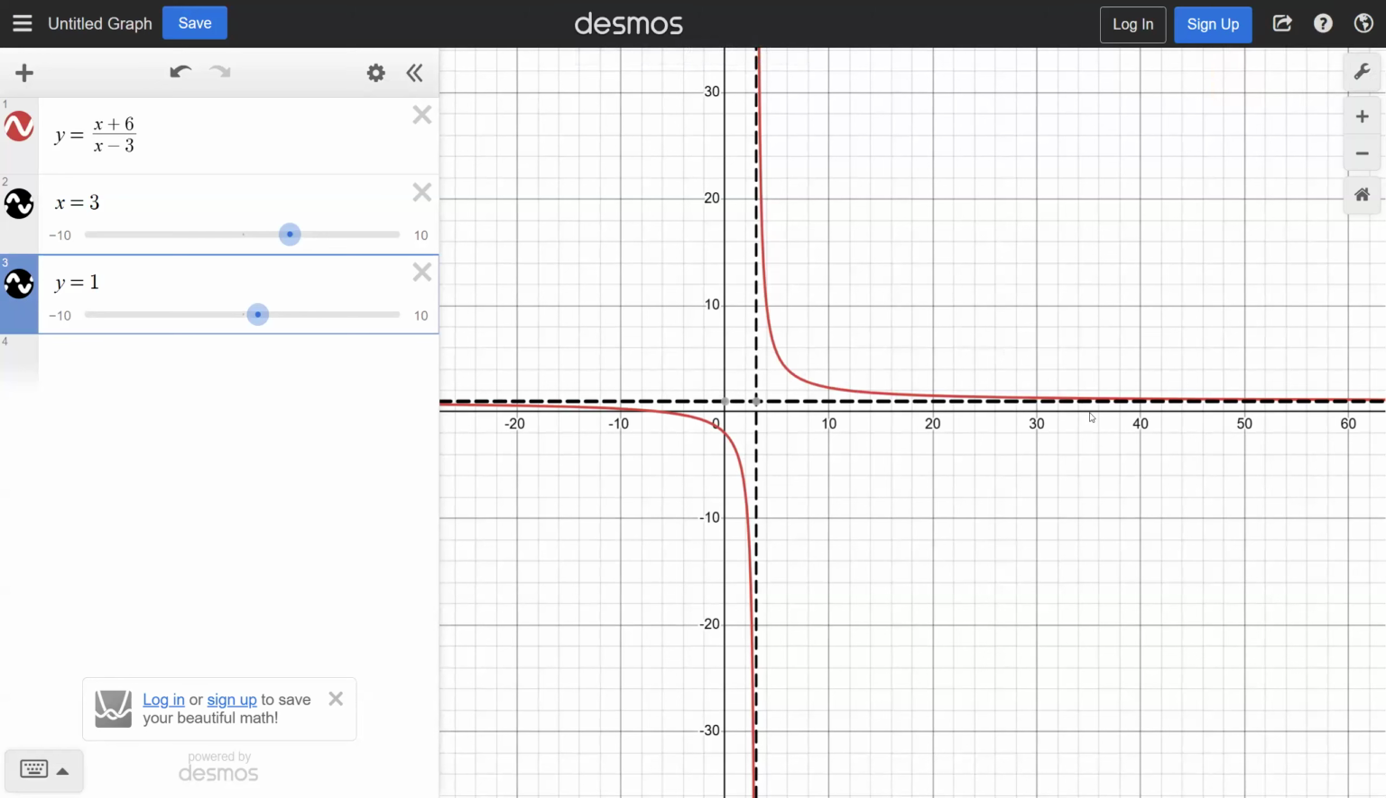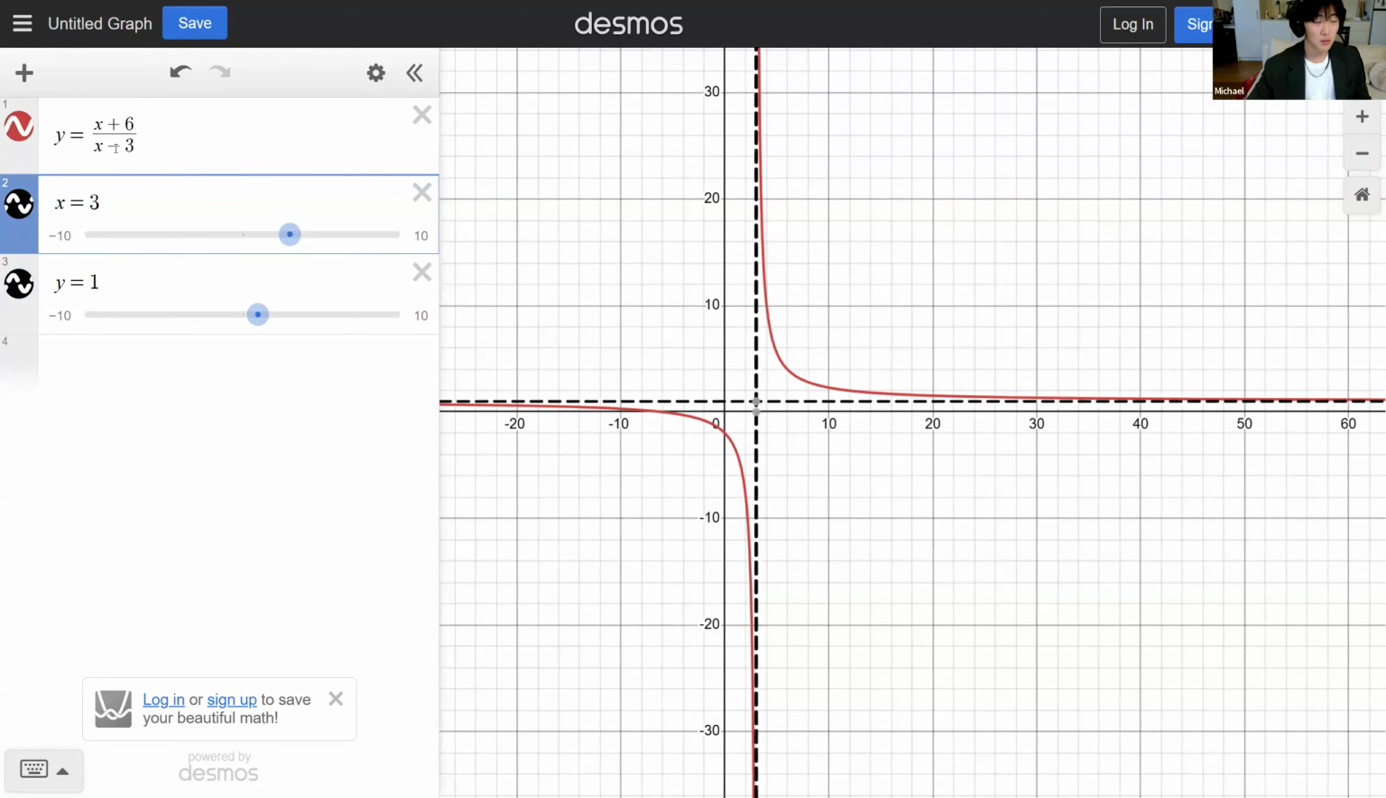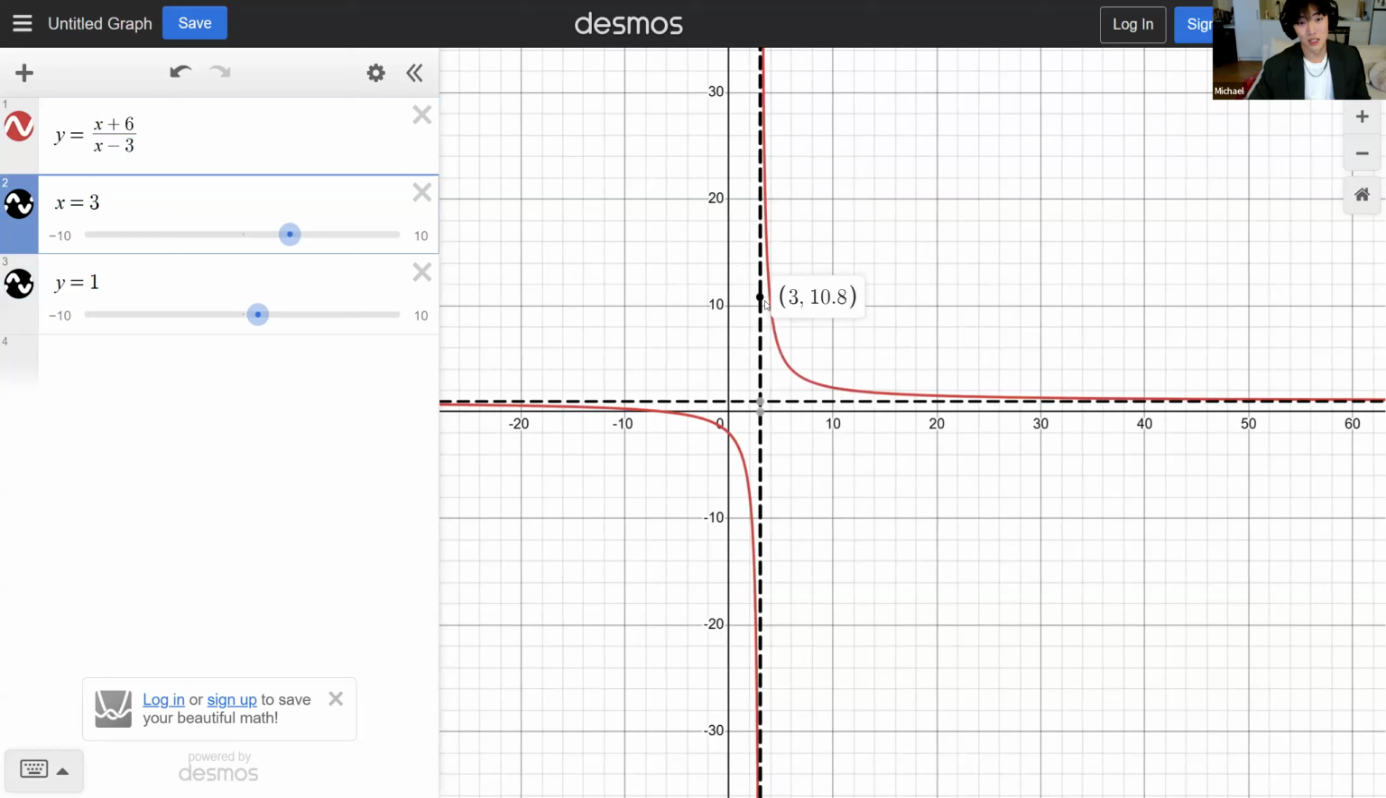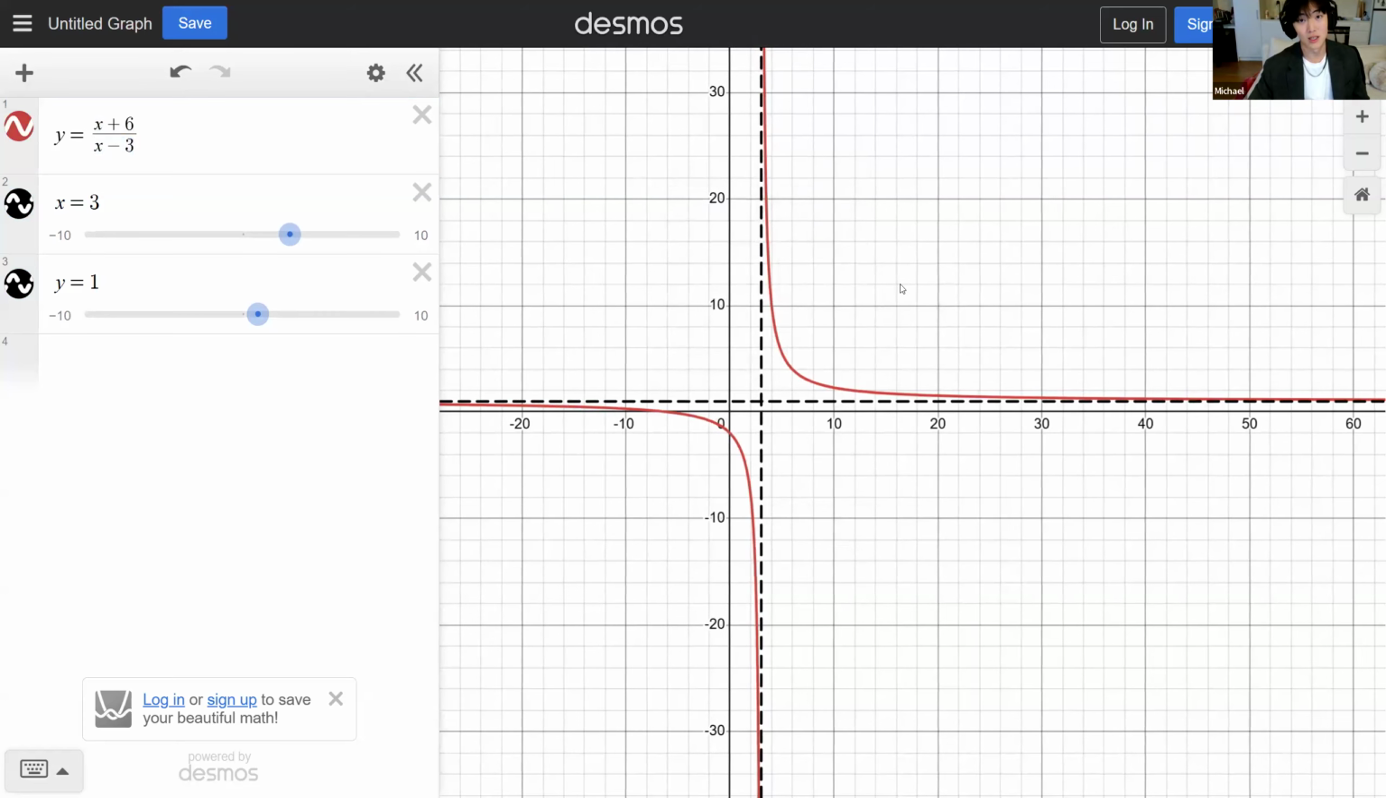The vertical asymptote, however, is simply the denominator. The denominator cannot be zero, so x minus 3 can't be 0. That means x can't be 3. So 3 is the vertical asymptote. So the horizontal one is always y, and the vertical is always x. The horizontal asymptote is y equals 1 and the vertical is x equals 3. Yes, vertical is always x, horizontal is always y.